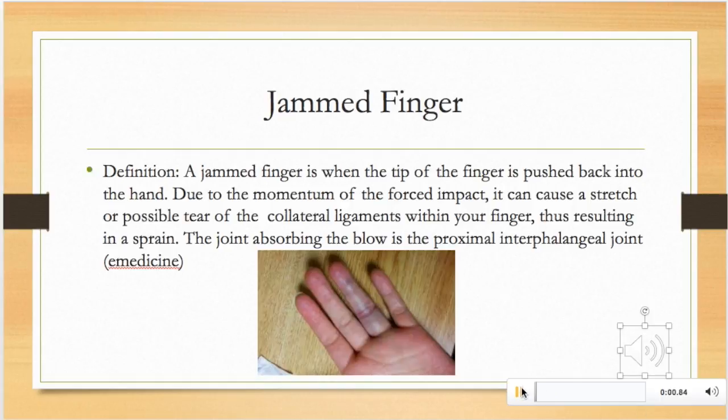The next injury we have is a jammed finger. Jammed fingers are not fun. This is when there is a force of impact on the tip of a finger. It's often from a ball or a wall, or in sports, in basketball, it's most often from a ball. A jammed finger is when the tip of a finger is pushed back into the hand. Due to the momentum, the tip of the finger isn't necessarily injured, but it's the joint that is taking all the impact, and that is the proximal interphalangeal joint. This information comes from eMedicine.